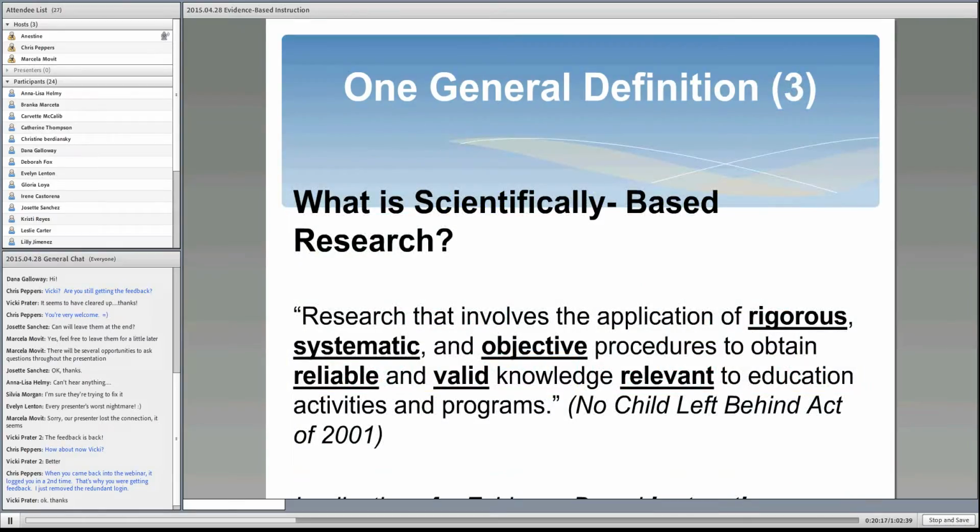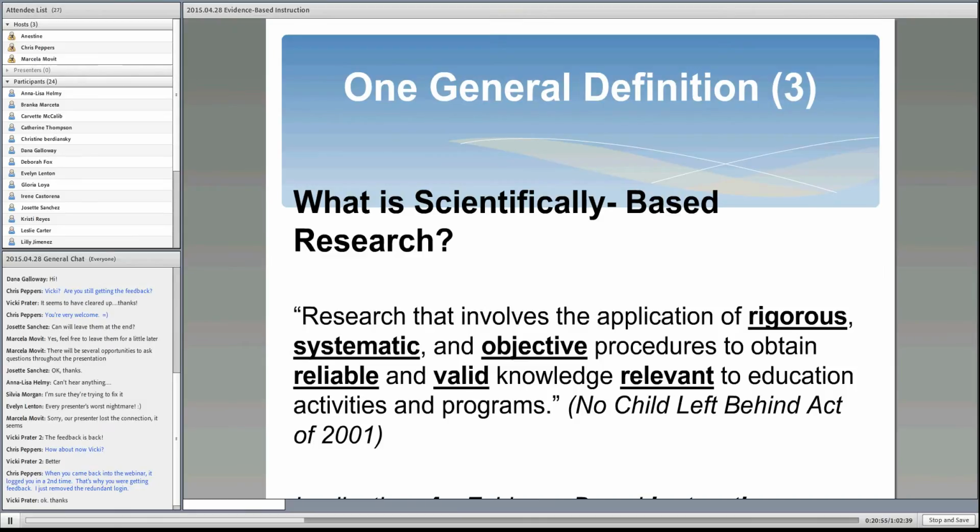So according to NCLB, scientifically based research, which is a part of this whole definition of evidence-based research, is research that involves the application of rigorous, systematic, and objective procedures to obtain reliable and valid knowledge relevant to education, activities, and programs. Now, the expectation is that this is the type of research that must be used to inform educational practice.